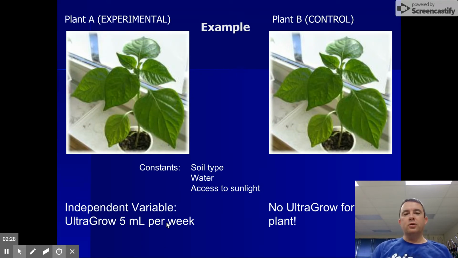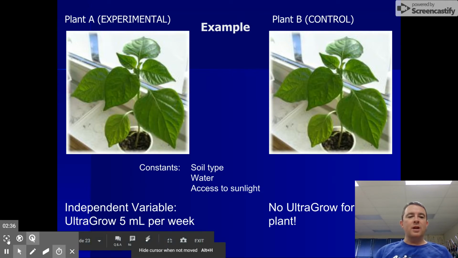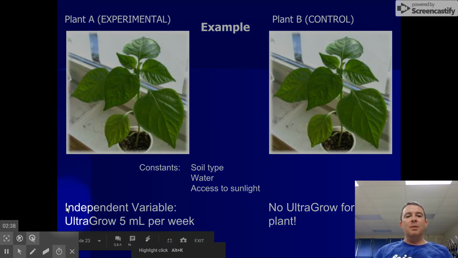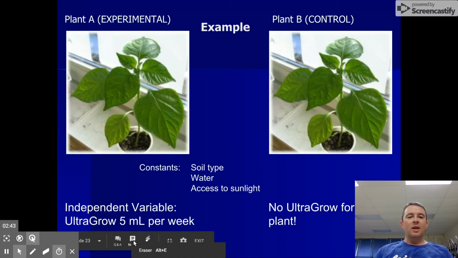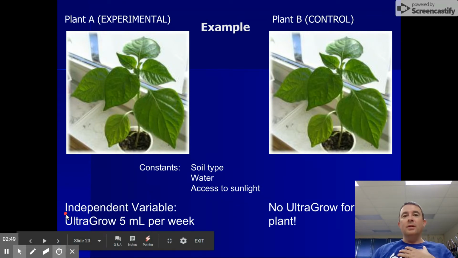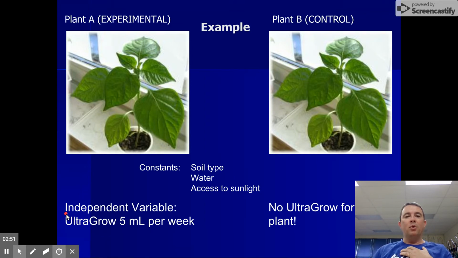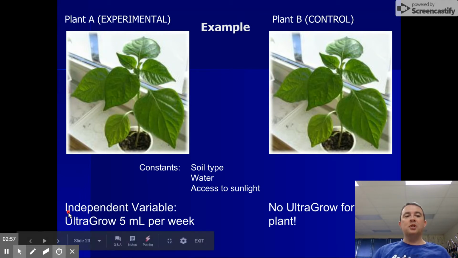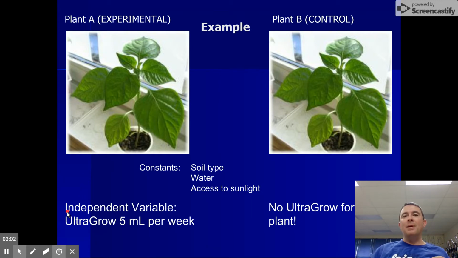So students often get confused with these terms: independent variable, dependent variable. One way to keep it straight in your head is that independent variable starts with the letter I. So if I'm doing the experiment, the independent variable is the thing that I control, the thing that I am manipulating. I'm deciding which plant gets the Ultra Grow and which plant does not. So if I'm in control of it, it's the independent variable.